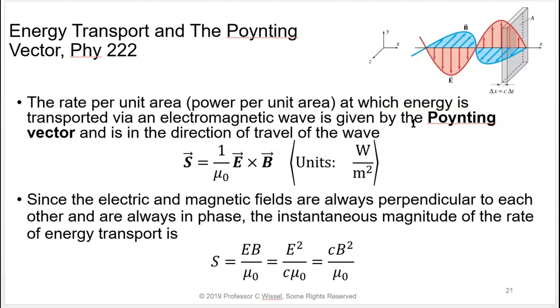This Poynting vector, of course, is in the direction of travel of the wave because that's where the energy is going. And S is defined as 1 over mu naught times E cross B. The units in this, of course, are watts per square meter. Since the electric and magnetic fields are always perpendicular to each other and always in phase, the instantaneous magnitude of the rate of energy transport is S equals EB over mu naught, or E squared over c mu naught, or cB squared over mu naught. And all of these are equivalent.